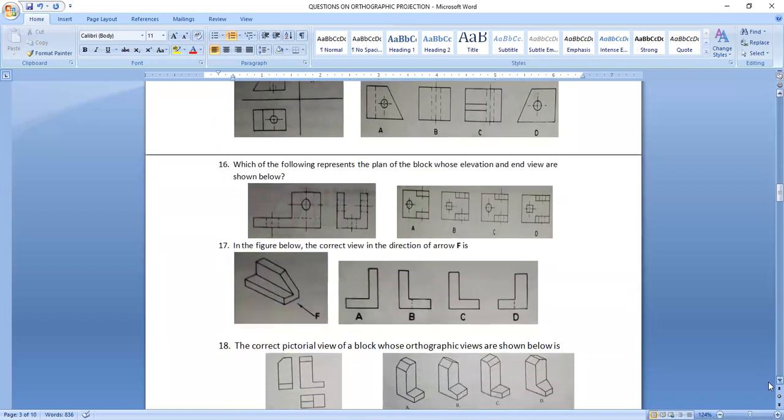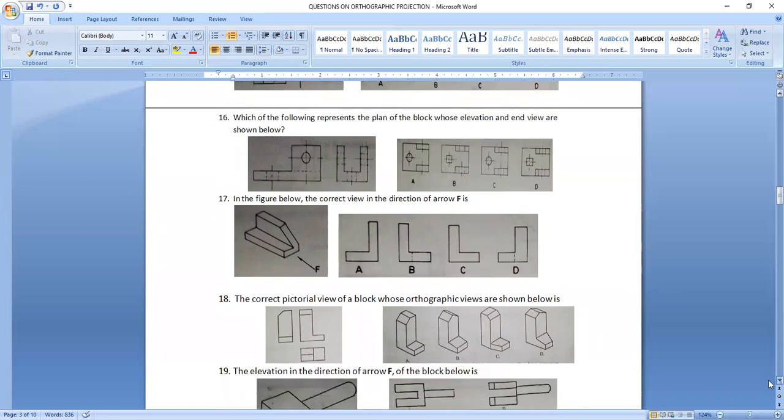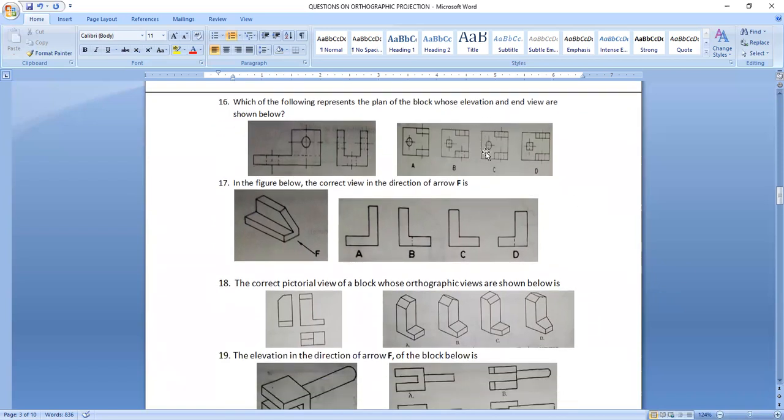Okay, then we move to question 16, which says: which of the following represents the plan of the block whose elevation and end view are shown below? So we have this block, and we want to look at the plan. The plan of this is option C. Just visualize how the isometric view will look, and then you'll be able to choose the right answer. But for me, I've looked at it, and the answer is option C.